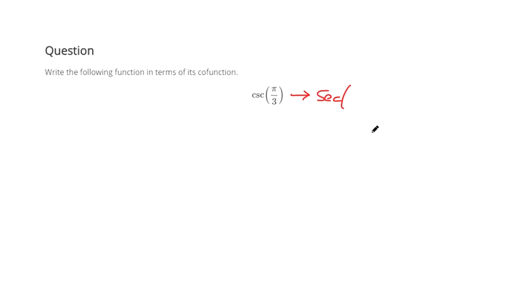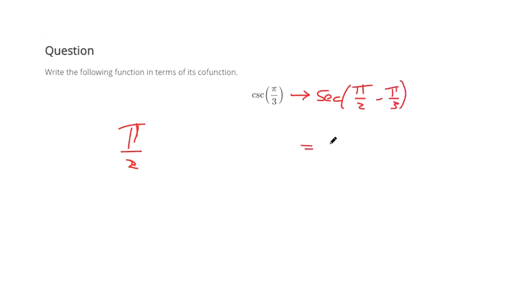Okay, and we need it to be a complementary angle. So basically what we're going to do is if you look at the graph of cosecant and secant, you'll see that the two graphs are similar to each other. They've just been shifted by pi over 2 units. Okay, so in order to make secant be the cofunction, we need to do pi over 2 minus pi over 3.